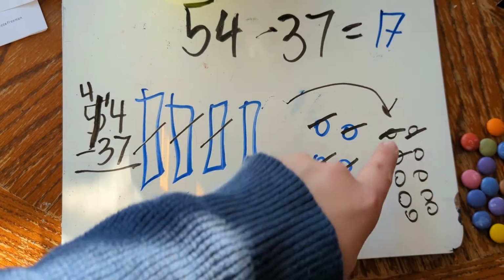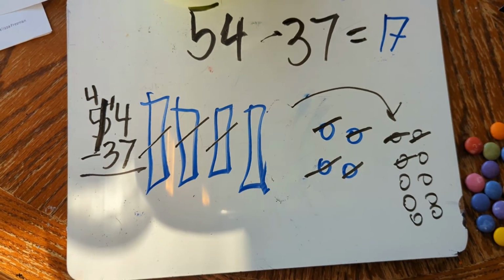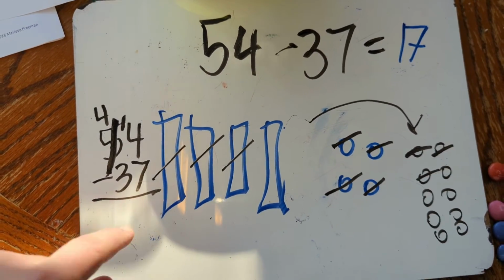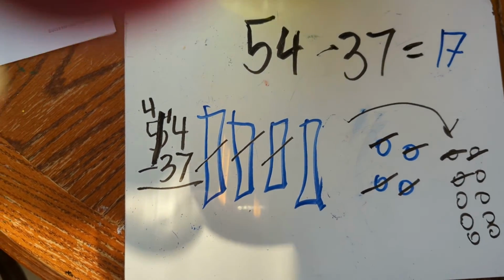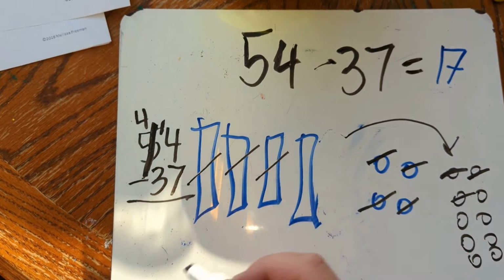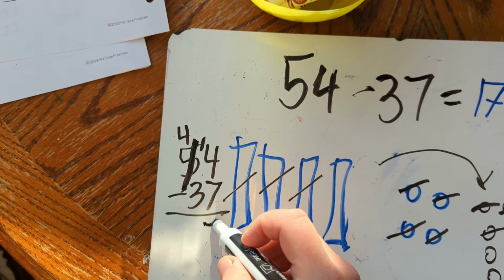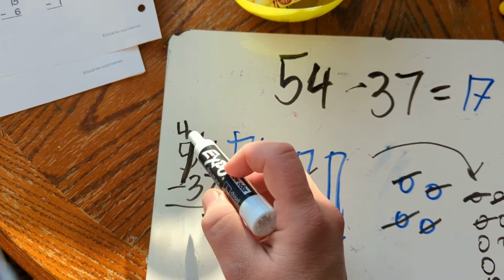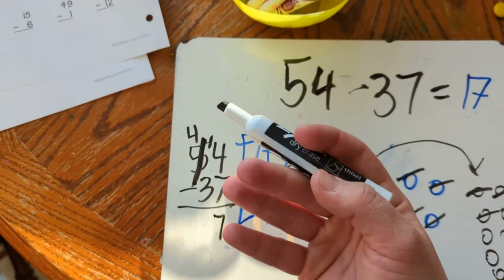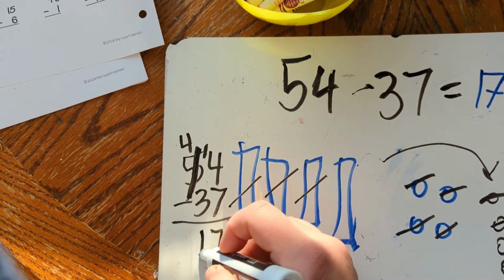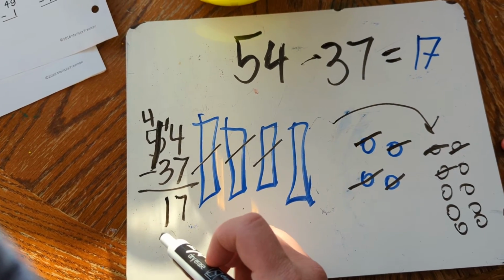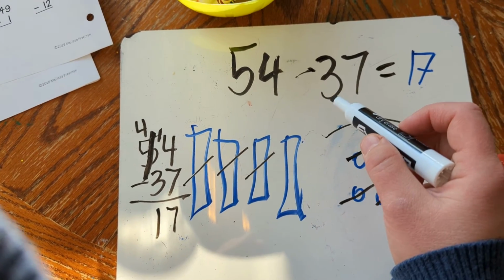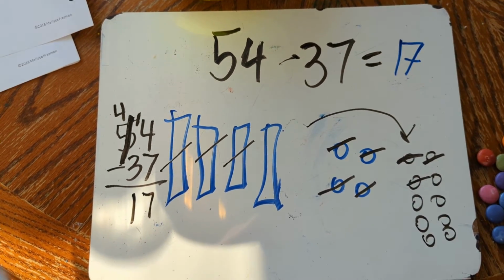So we had 10, 11, 12, 13, 14. Now we can take that away. So 14 take away 7. Well, I know my doubles, so half of 14 is 7. However you have to figure that out, 14 take away 7 is 7. Great. Now we have 4 groups of 10 take away 3 groups of 10. If I have 4 take away 3, that gives me 1 group of 10. So how much is that all together? It's 17, which is what we see over here. So 54 take away 37 makes 17.